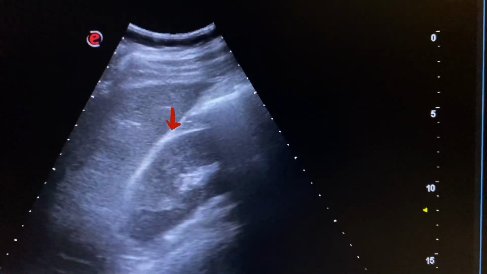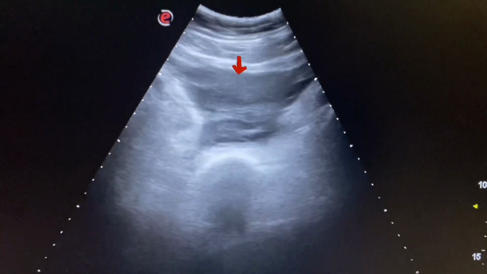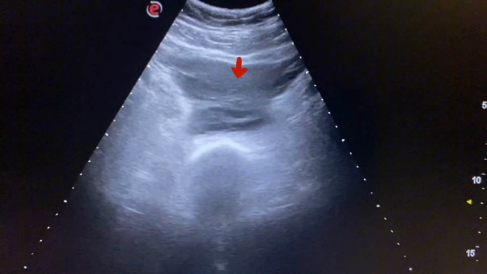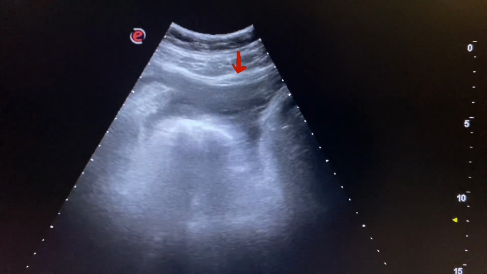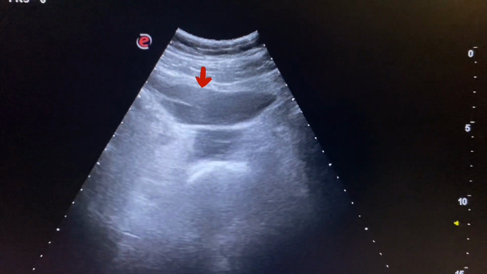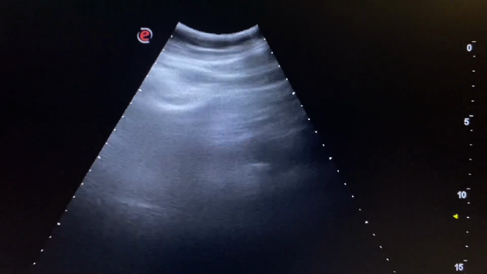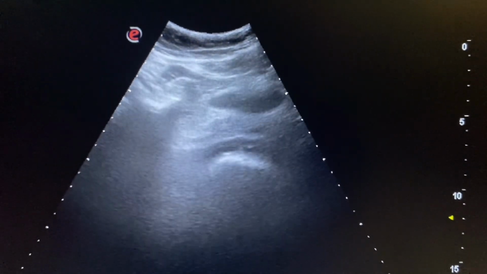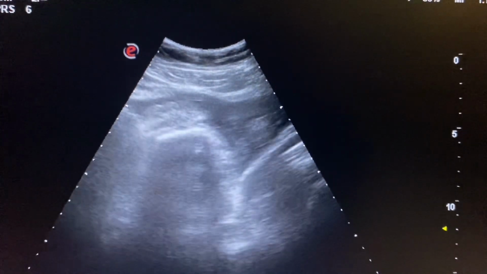Here we also see right kidney, which is also normal. Now when we scan the pelvis, here we also see a collection of venous fluid in the pelvic area. Now how we will write the report.